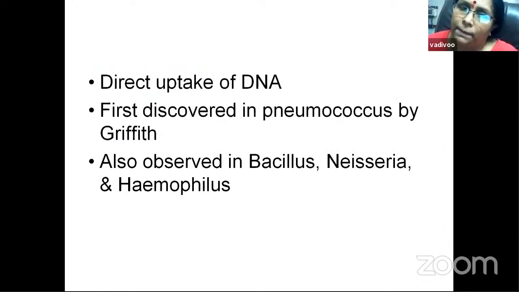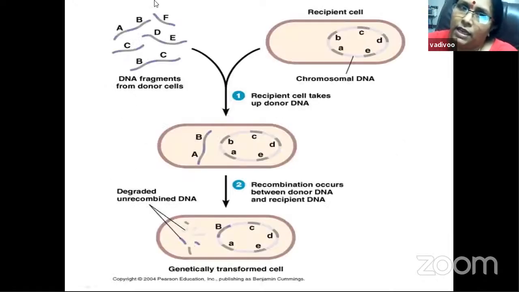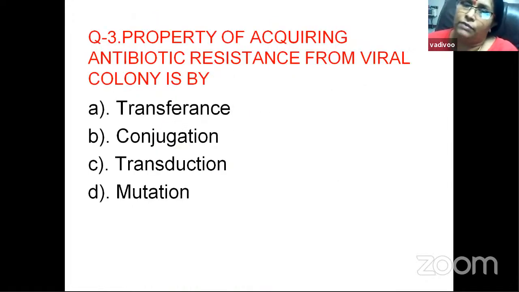So it is direct uptake of DNA, first discovered in pneumococcus by Griffith. This transformation is seen in bacteria like Bacillus species, Neisseria, Haemophilus, and pneumococcus. As you can see here, free DNA fragments are lying around after the death of the bacteria, and the recipient takes up chromosomal DNA from the environment, and genetic recombination can occur that produces a genetically transformed cell. So this is called transformation.